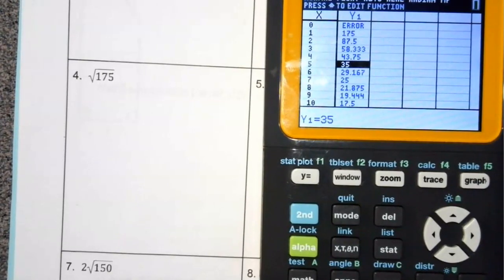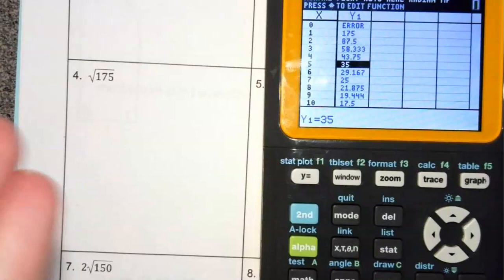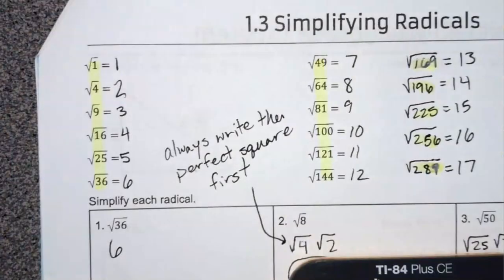So if you look at 5 and 35, you're like, yay, both whole numbers. But neither one of those are perfect squares. They're not on our list that we highlighted up here. So that does not help us. We must move on from that.